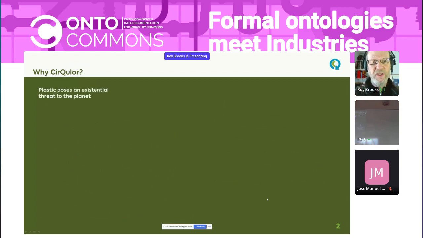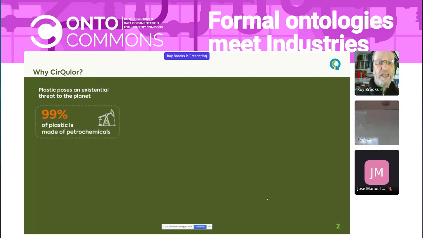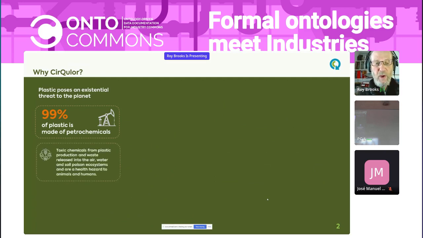Why does Circular exist? Well, I think again, one of the things that we're all very aware of in this day and age is that plastic poses an existential threat to the planet. Just some stats around that. 99% of plastic is currently made of petrochemicals. And as we all know, that is toxic and it leaches and appears in pretty much all of our ecosystem. In fact, I think, I may be wrong, but I think plastic has been found in space as well. So it's also a hazard to us, animals, and the ecosystem in general.